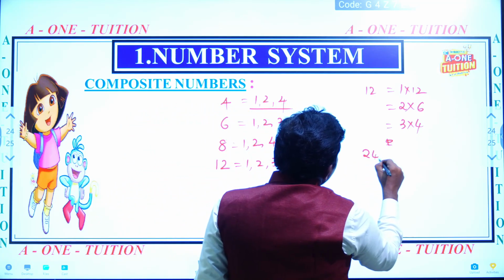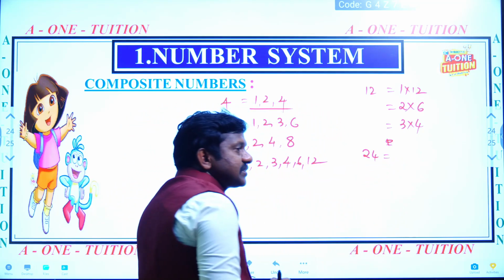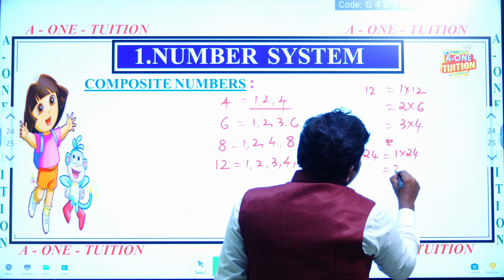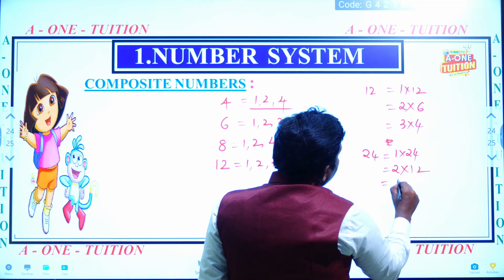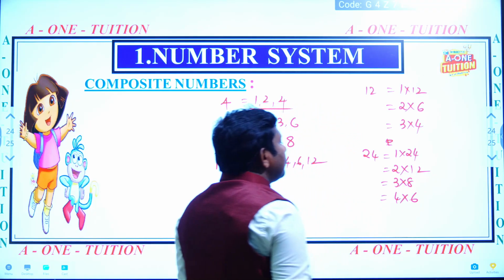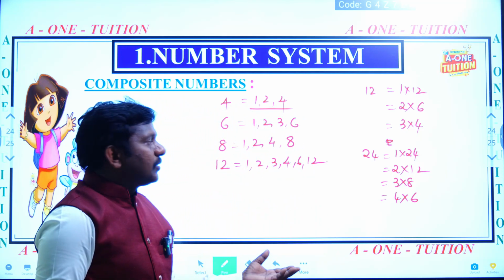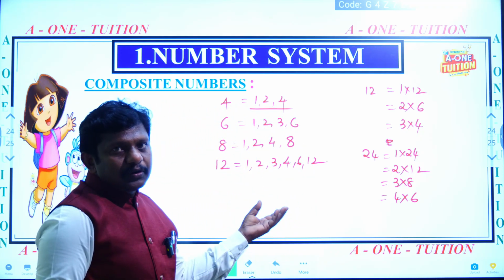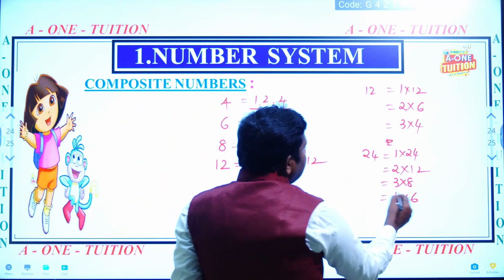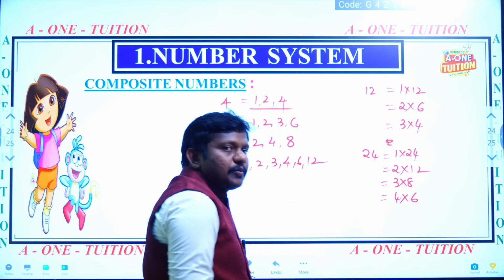What about the factors of 24? 1 into 24 is 24. 2 into 12 is 24. 3 eights are 24. 4 sixes are 24. 5 is not a factor, since 24 is not divisible by 5. What about 6? 6 fours. Don't write repeatedly; 4 sixes and 6 fours are the same.